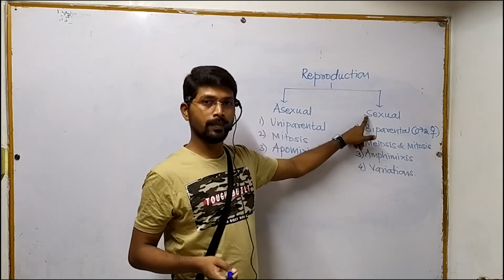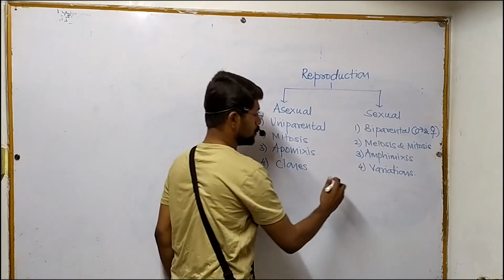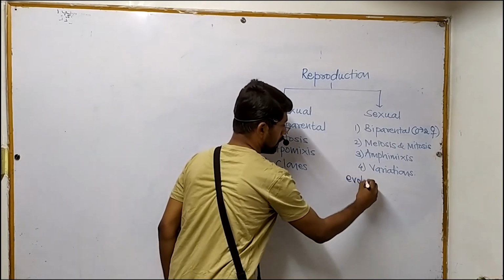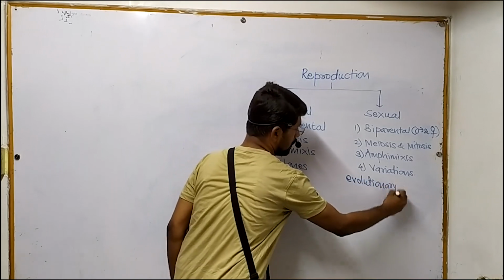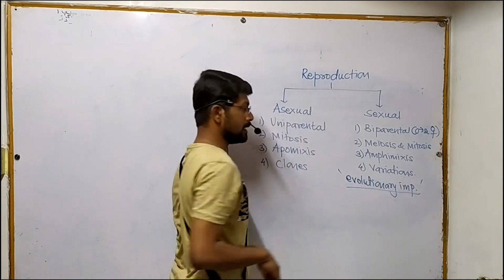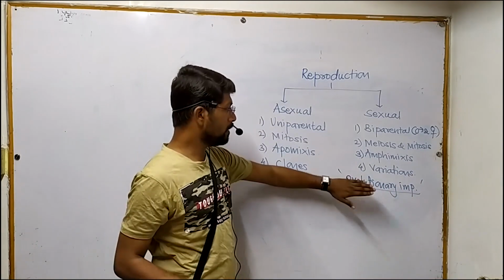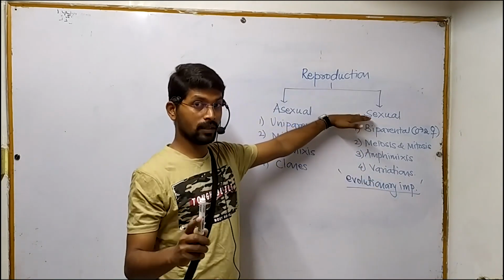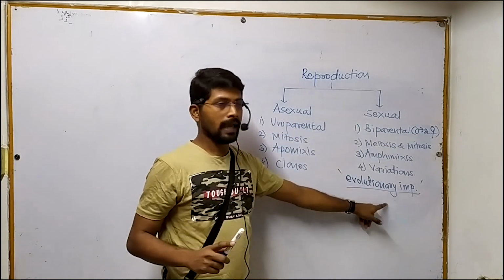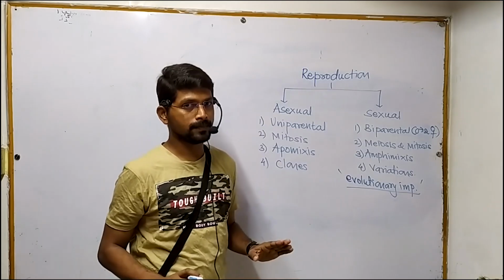meiosis and combination of the gametes, fertilization of the gametes, the newly formed individuals show variations, and therefore the outcome of sexual reproduction is variation, and hence sexual reproduction is evolutionarily important. This part is very essential to understand, because variation is very essential for evolution, and therefore sexual reproduction has a role in evolution, and asexual reproduction has no role in evolution.